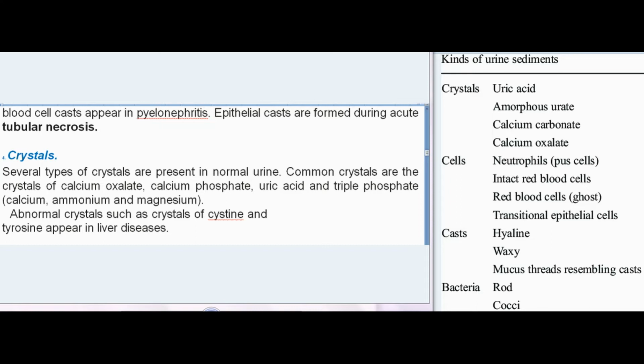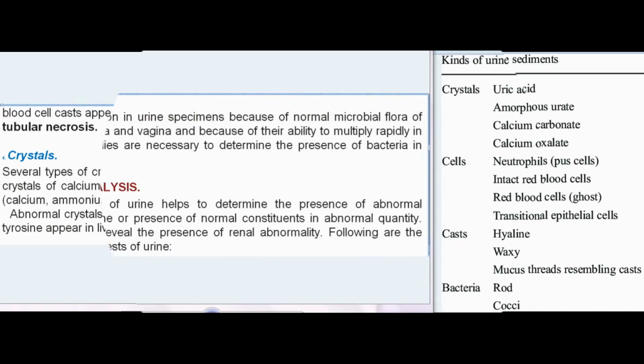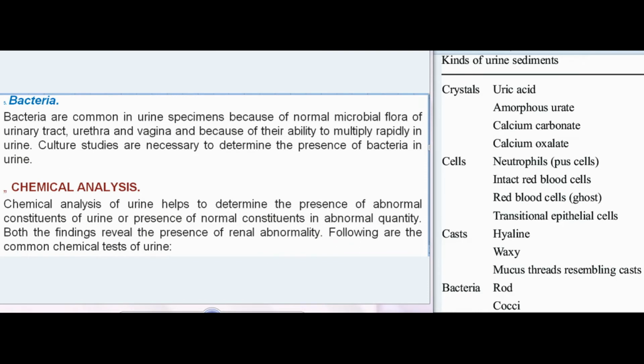Crystals: several types of crystals are present in normal urine. Common crystals are the crystals of calcium oxalate, calcium phosphate, uric acid and triple phosphate (calcium, ammonium, and magnesium). Abnormal crystals such as crystals of cysteine and tyrosine appear in liver diseases. Bacteria: bacteria are common in urine specimens because of normal microbial flora of the urinary tract, urethra, and vagina, and because of their ability to multiply rapidly in urine. Culture studies are necessary to determine the presence of bacteria in urine.